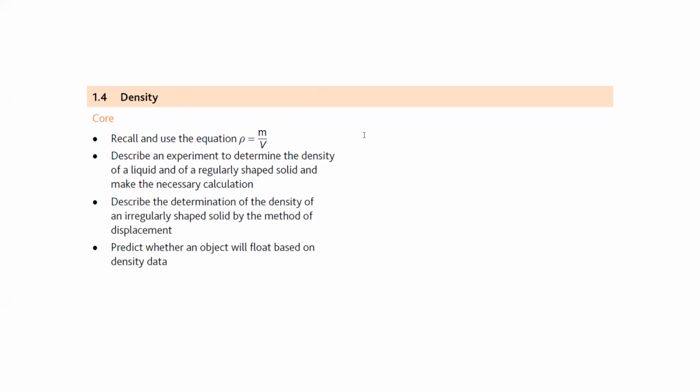Basically, first the definition of density or concept of the density. Density refers to mass present in unit volume. So how much mass is there or how much matter is there in a unit volume, that we refer to as density.